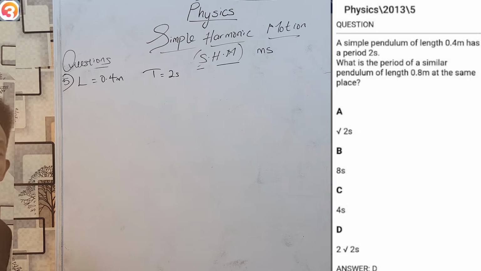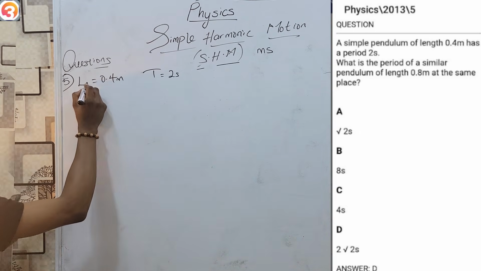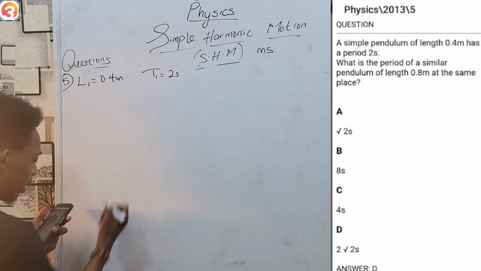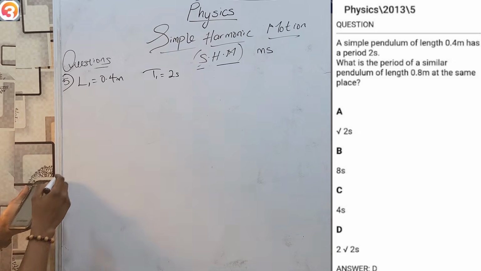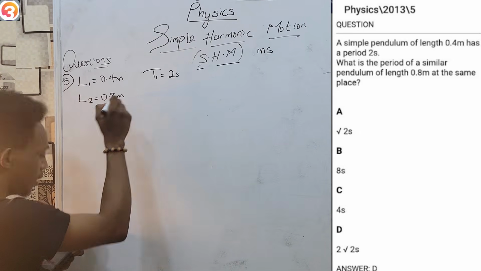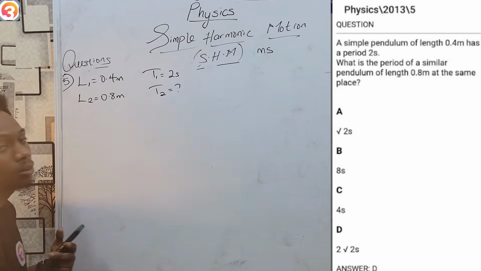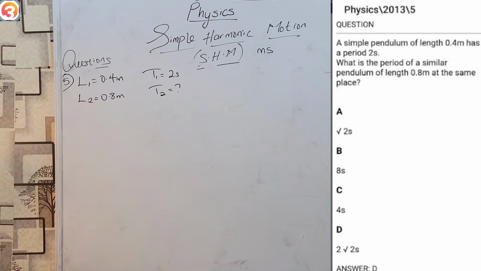What is the period of a similar pendulum? Once I'm doing a similar pendulum, then I have L1, T1 of length 0.4 meters. So my new length L2 is 0.8 meters. I want to find the period of this new pendulum. Therefore, the relationship between T1 and L1.